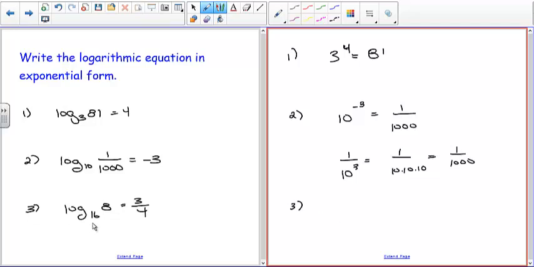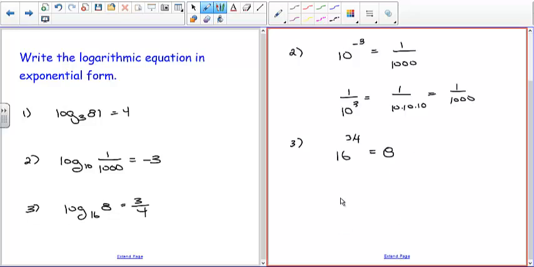Okay, number 3. The base is 16. The exponent is the 3/4 power. The answer is 8. How about this one? Well, what it's saying here is we're taking the fourth root of 16 cubed. So another way you can think about that is it's the fourth root of 16, the whole thing cubed.